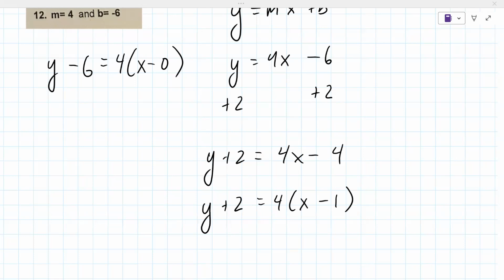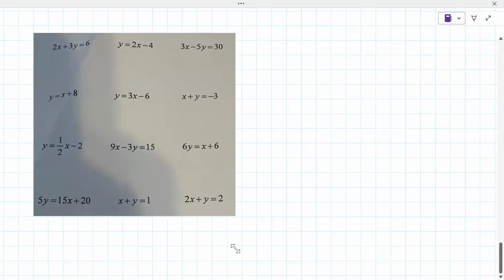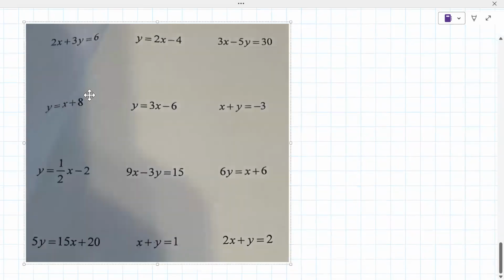All right, yeah. So I really like 13 because you have to decide, is it actually in the right form or not? So let's just go across the top and tell me if it's in standard form, slope-intercept form, point slope form, or none.